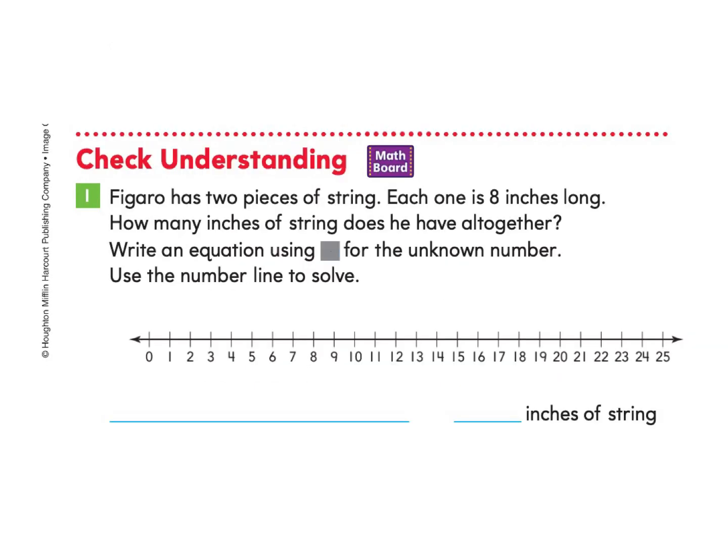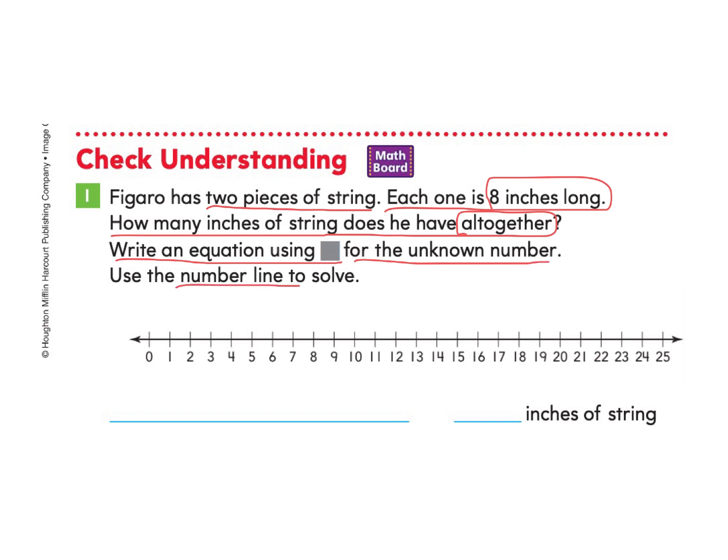Nice job. Let's take a look at check understanding. Figaro has 2 pieces of string. Each one is 8 inches long. How many inches of string does he have all together? Write an equation using a square for the unknown number. Use the number line to solve. If you would like to pause and try this on your own, you may do so and come back, or you can follow along with me.